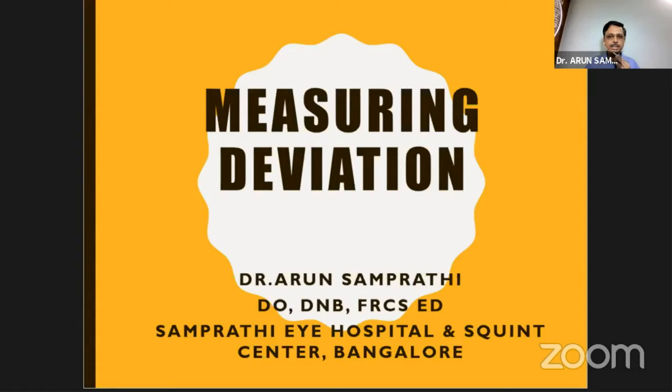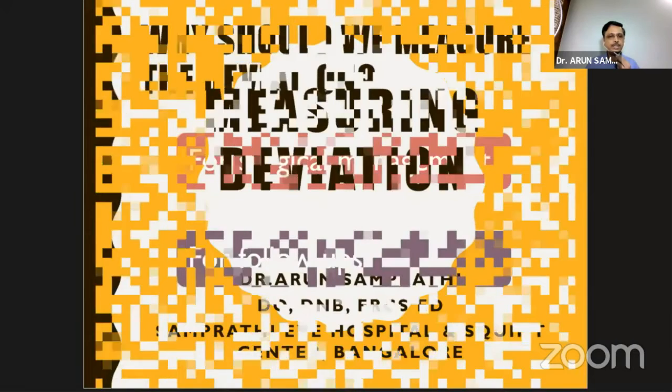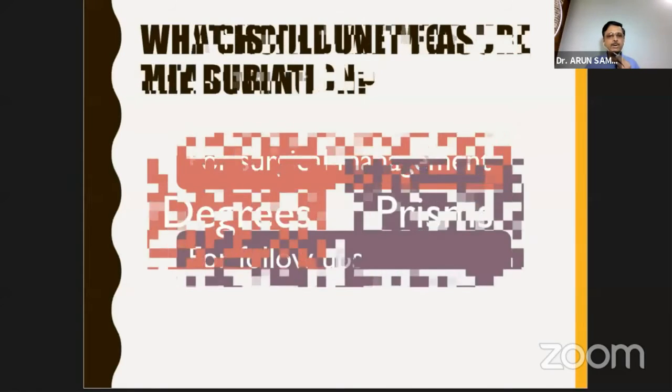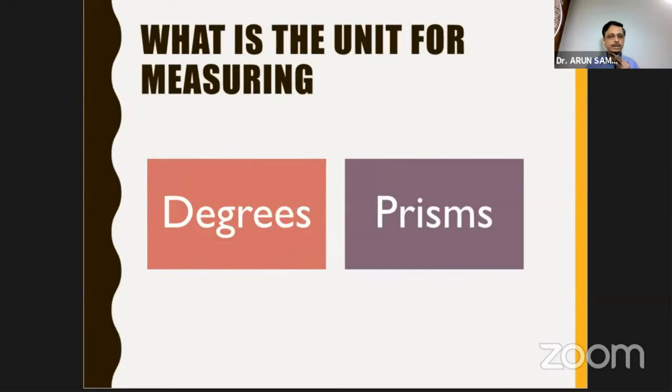My topic is measuring deviation. First of all, we'll see why we should measure the deviation at all. The most important reason is surgical management. We need to know the exact angle of the strabismus to plan the surgery. And second is follow-ups. Whenever you're following up a patient, you need to know whether the squint is increasing or decreasing. So that's the important reason.